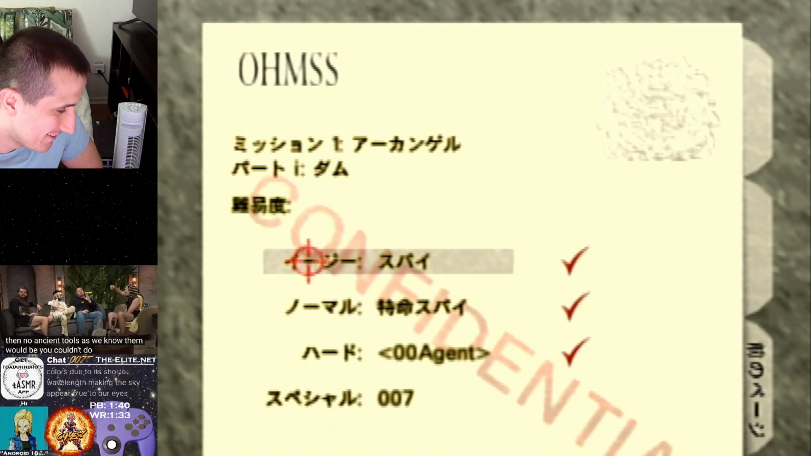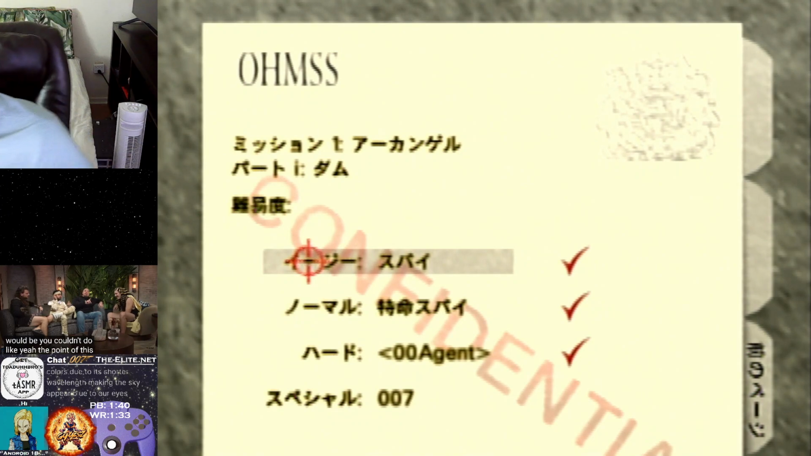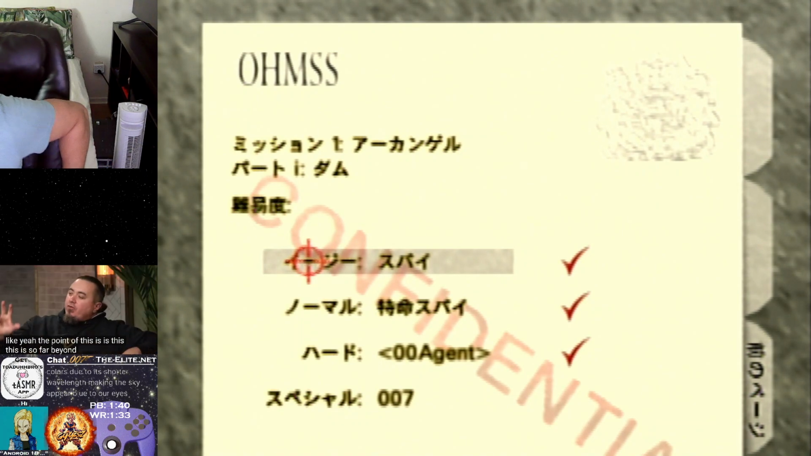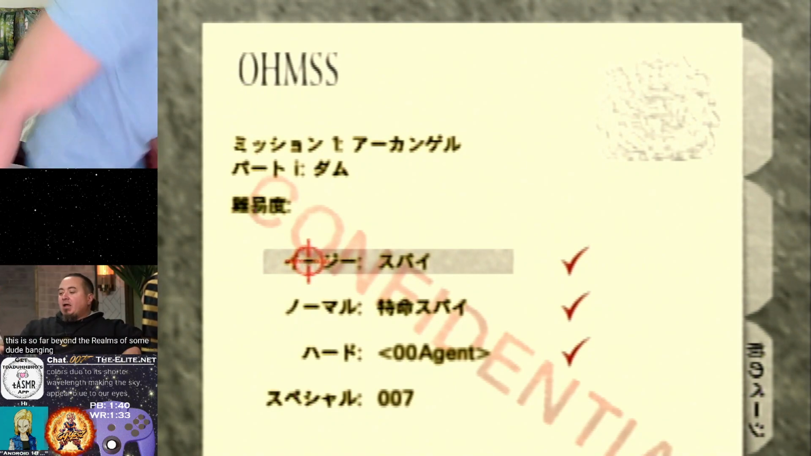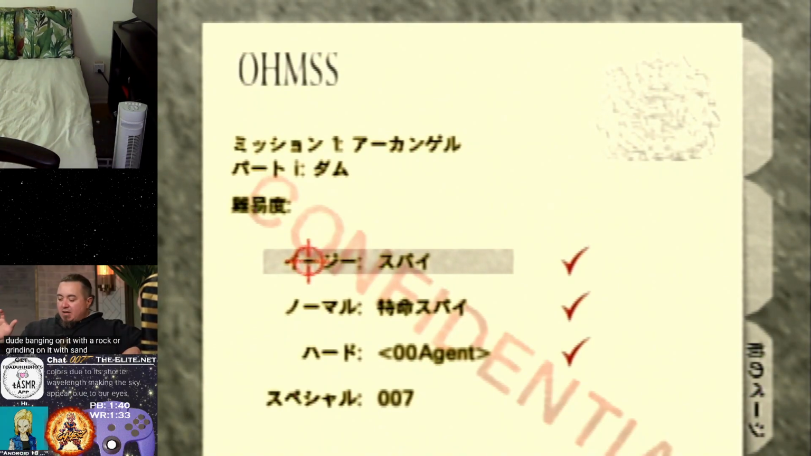You need a level. The point of this is that it's so far beyond the realms of some dude banging on it with a rock or grinding on it with sand and a stone, which is how they say they were made. It's impossible to explain this with hand tools.